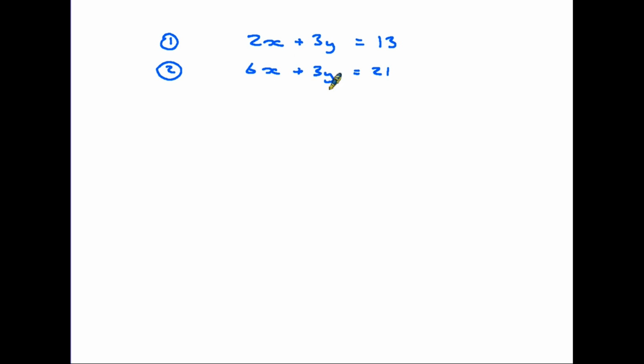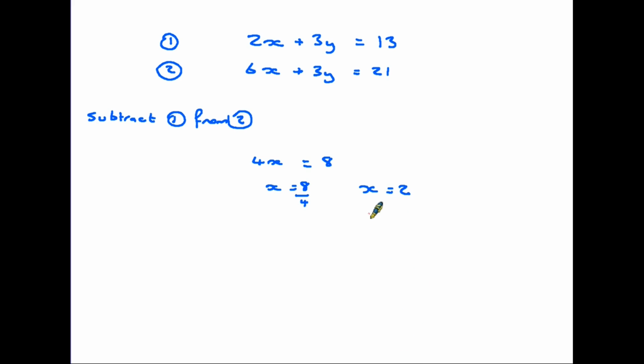Now in this case, because we have the same value of y, they are both 3y, what we are going to do this time is subtract one equation from the other. And because one has lower values of x, I am going to subtract 1 from 2. 6x minus 2x is 4x. 3y minus 3y is again nothing. So by subtracting, we have now eliminated the y, and this time we have to go 21 minus 13 is 8. So we are now left with 4x equals 8, and rearranging in the same way as we did before, x equals 8 over 4, therefore x equals 2.